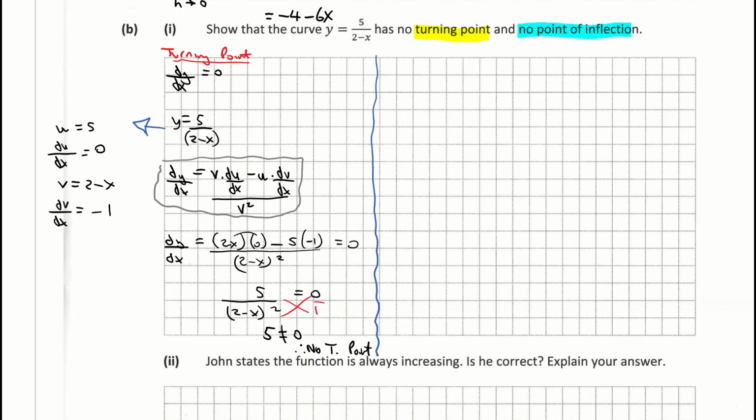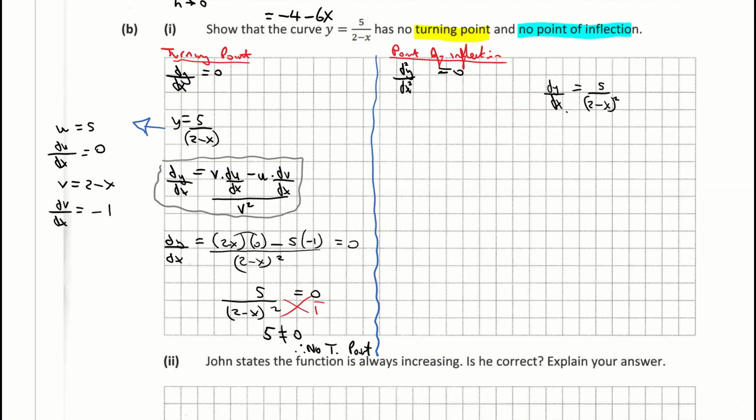Coming over now to our point of inflection. Again, we're really stuck for space here, but what you're doing here is your second derivative. You have to show your second derivative is equal to 0. So d²y/dx² is equal to 0. And I'm now coming down to my first derivative, dy/dx, which is equal to the answer from part 1 here, which was 5 over (2 minus x) all squared.